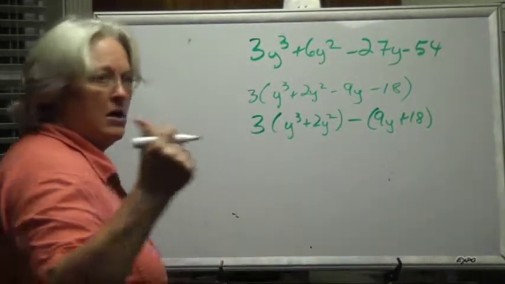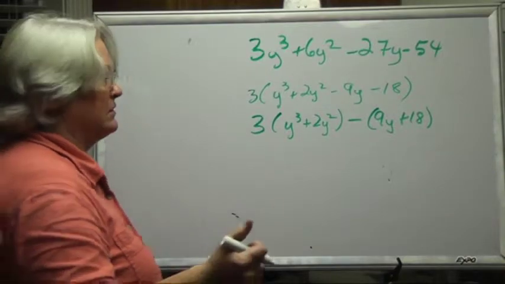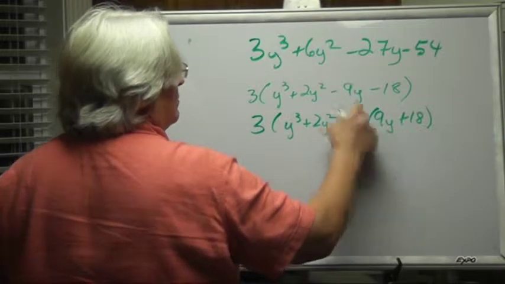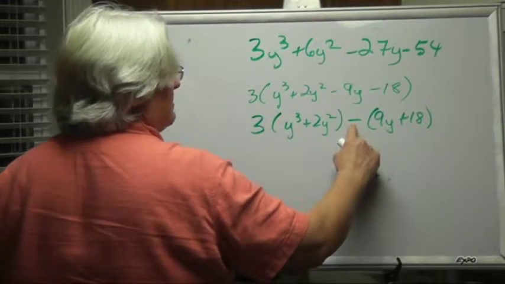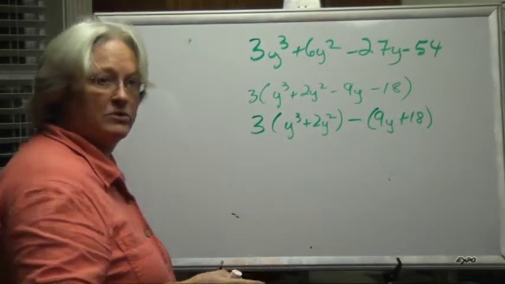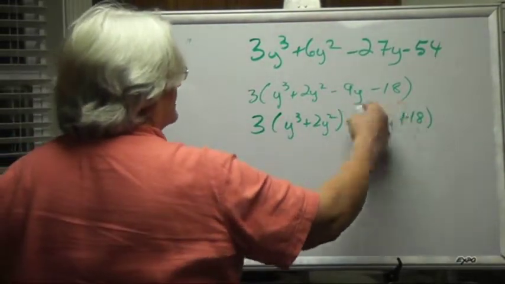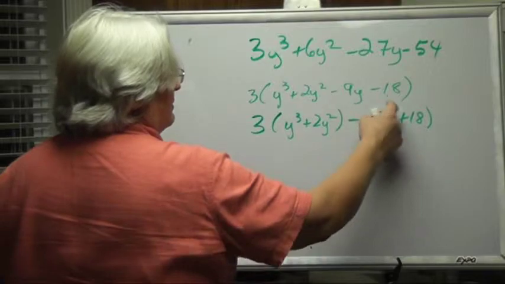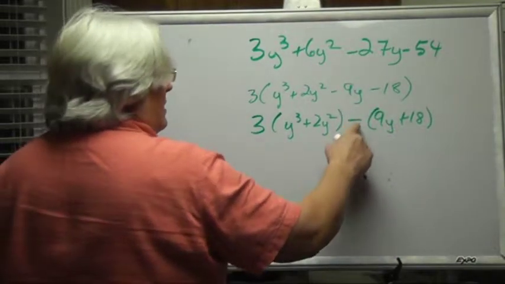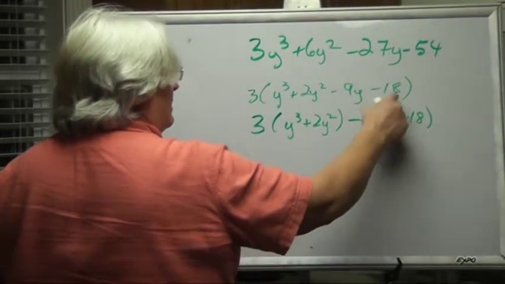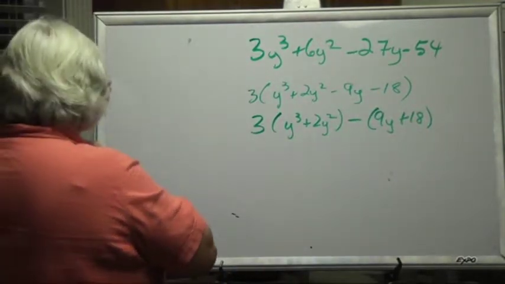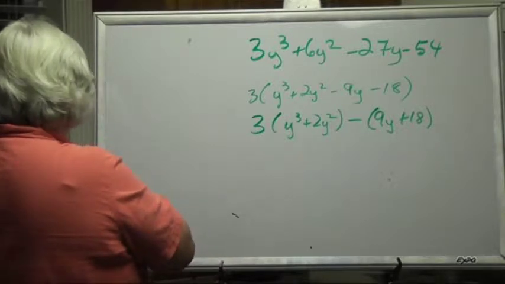Hit pause, look at this. Make sure you see what's going on. When we add the parentheses, it has to be minus 9y plus 18 because we have to distribute this negative sign. Negative 1 times 9y is negative 9y. Negative 1 times 18 is a negative 18. Now, let's see what we have.